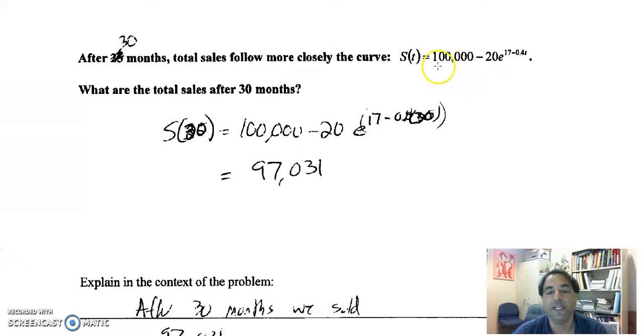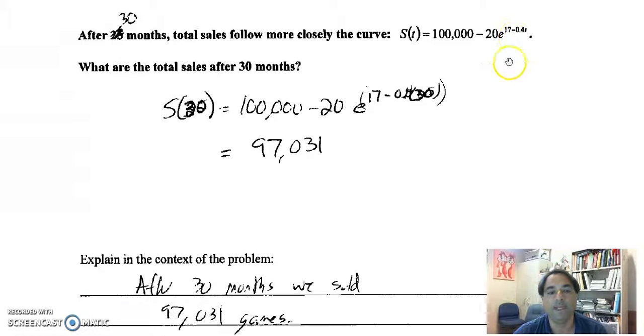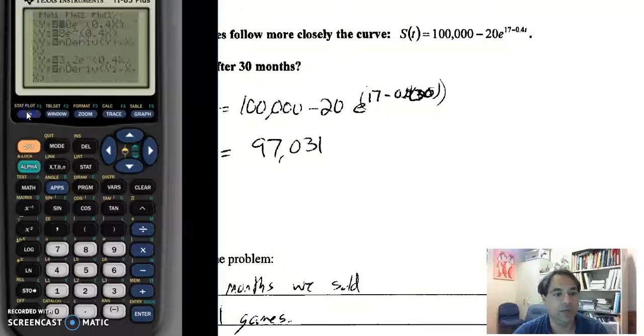Well, the equation's different. We have 100,000 minus 20e to the 17 minus 0.4t. And what happens at 30 months? So I'm going to go to my calculator. I'm going to go to y equals. I'm going to get rid of y1, get rid of y2. I'll leave y3, and I'll leave y5 because we'll use that to check. But in y1, I'm going to put 100,000 minus 20, second e, raised to the 17 minus 0.4x, and then we're going to take the first derivative.